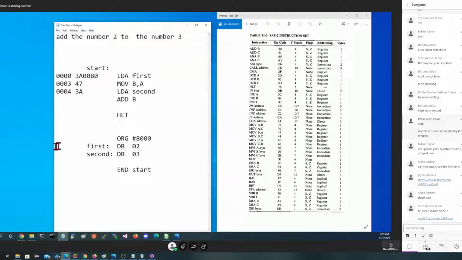Well, if this is 8000, let's write the numbers next to them here. The next guy, and it took 1 byte. The next guy must be at 8001. So we have to encode 8001 here because it's second we're moving.